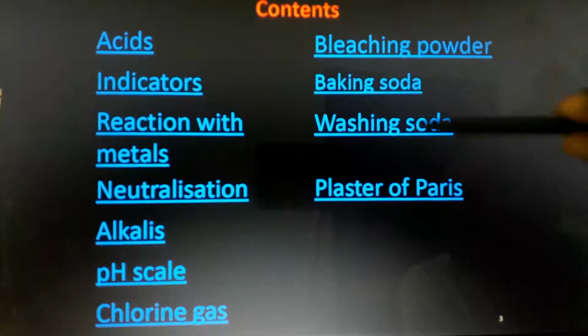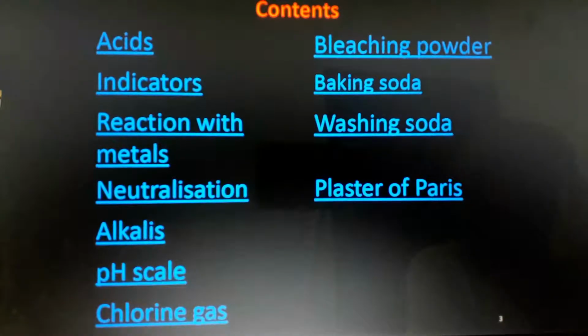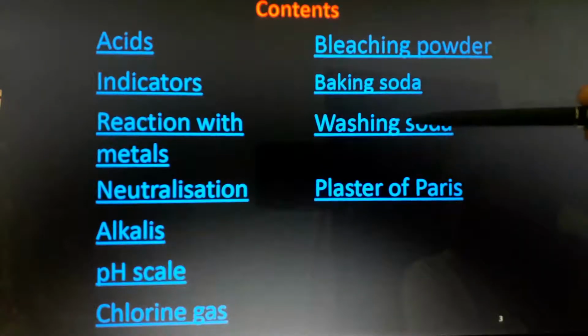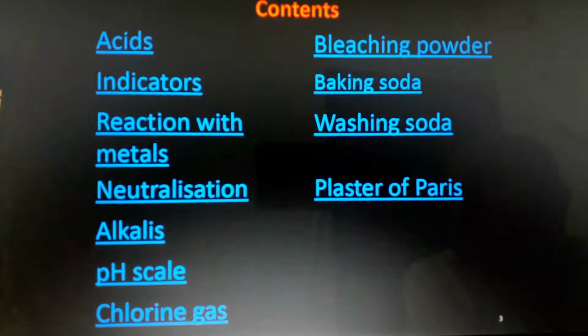1, 2, 3, 4. Any one will come for exam, 100%. For every exam, any one of the uses of plaster of Paris or washing soda or baking soda or bleaching powder. Or any two will also come. What are the uses of washing soda and baking soda? What is the difference between baking soda and bleaching powder? So plaster of Paris is important. These three also are important. These are the main content we will study in this chapter.